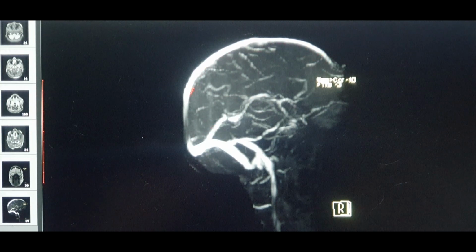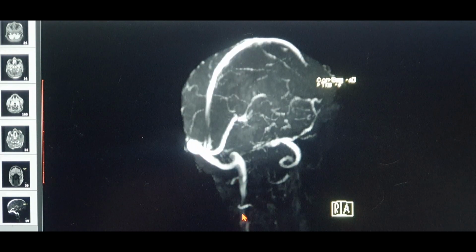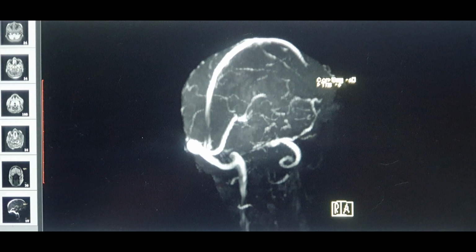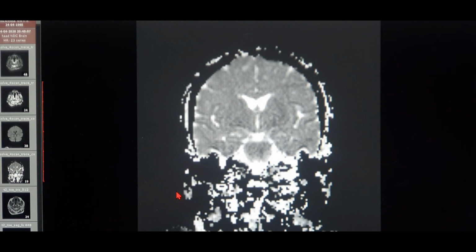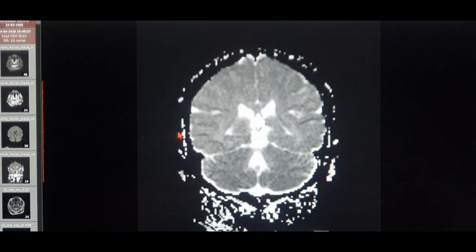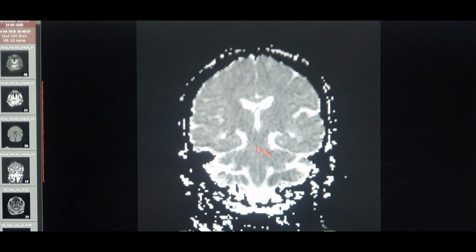That's the superior sagittal sinus, that's the inferior sagittal sinus, that's the straight sinus over here, and that's the confluence of sinuses, and that's the transverse sinus over here, and that's the IJV over here. So these are all the different types of the MRI, and there's one more type of the MRI which I was talking about, the apparent diffusion coefficient. That's the ADC. So this is how it looks.